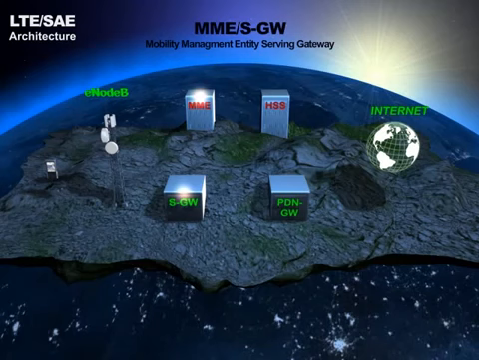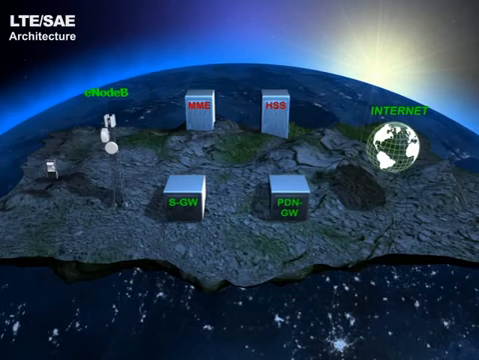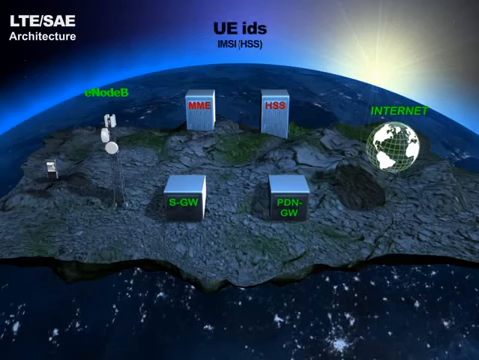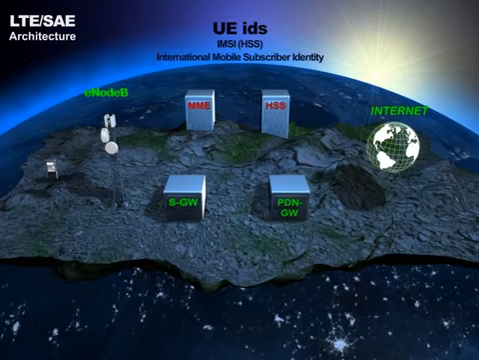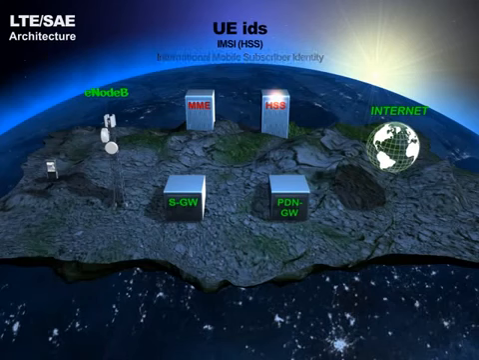Before following a mobile during an attach procedure, let's take a look at the identities of the UE. Every UE has a unique, permanent identity on its SIM card, the IMSI, International Mobile Subscriber Identity. The IMSI is also permanently stored in the HSS, Home Subscriber Server, in the home network.